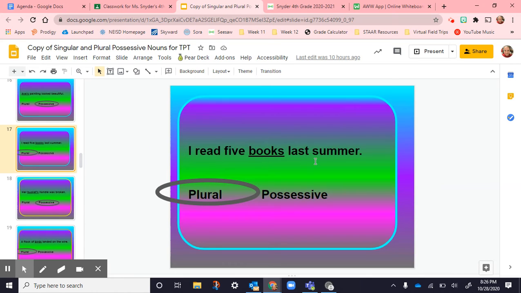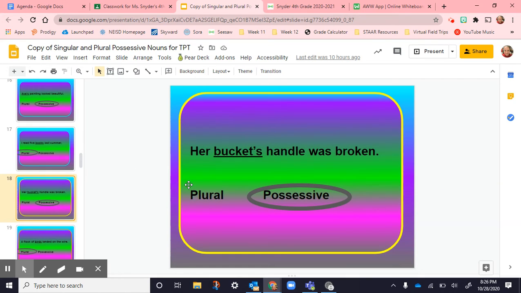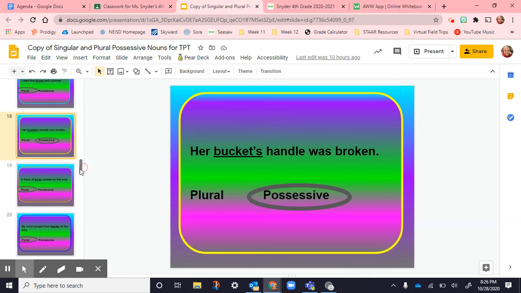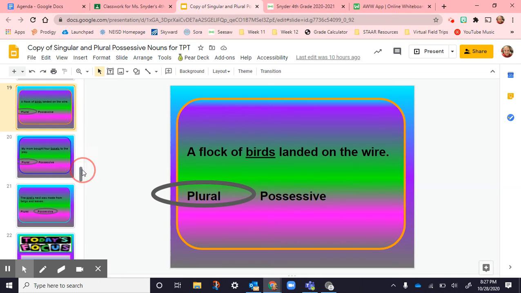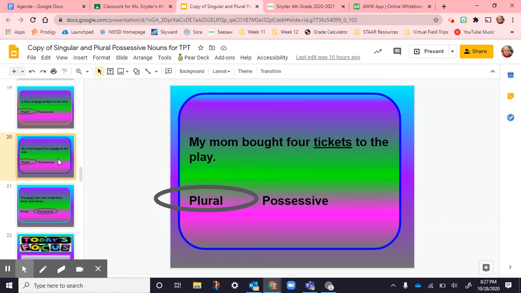Here, I read 5 books last summer. You're talking about 5 books, so more than one, that's plural. Her bucket's handle was broken. Here, the handle belongs to the bucket, so apostrophe S shows that that's a possessive noun. A flock, so a lot of birds landed on the wire. You're talking about more than one bird, so that's plural. You don't need the apostrophe. If you look at the word that follows, landed, that does not belong to the word bird, so that doesn't make any sense. So it's without.